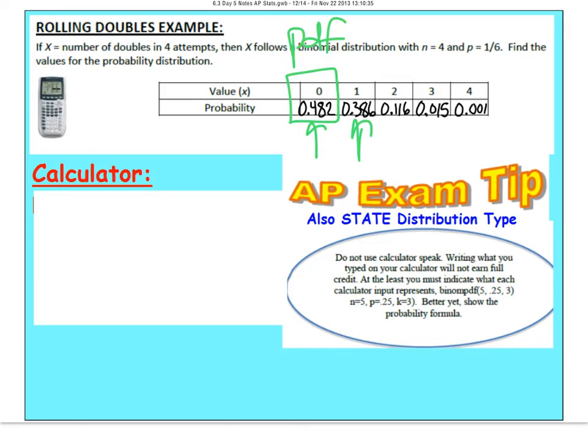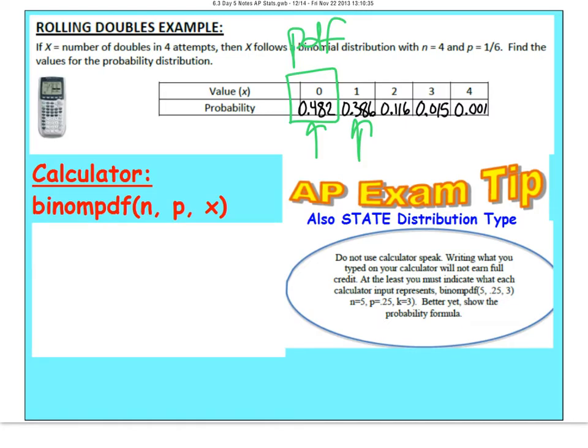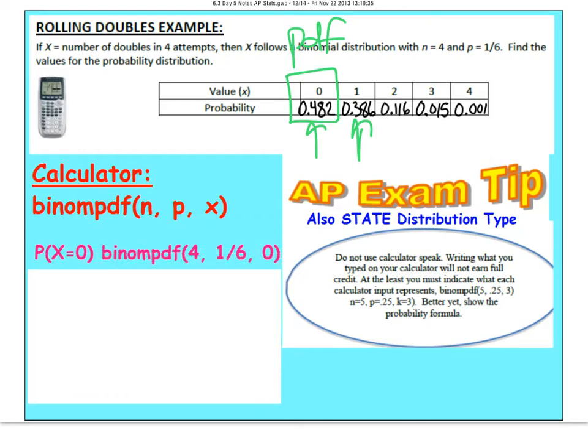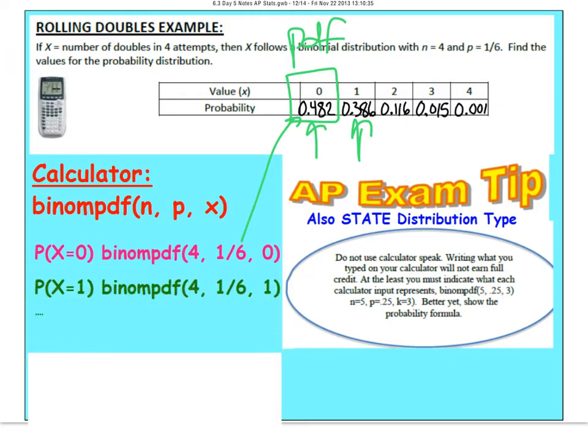So to find the answer when x is 0 versus x is 1, I'm literally going to use the calculator, and I'm going to type in binomial PDF of number of trials, the probability, and what x I'm looking at. When you do binomial PDF of 4, 1/6, and 0, you are going to get that particular answer. Okay? And you can do that for 1 and so forth. Just trust me on this. This is the distribution for this particular binomial scenario. It will change based on the different types of scenarios we're looking at.